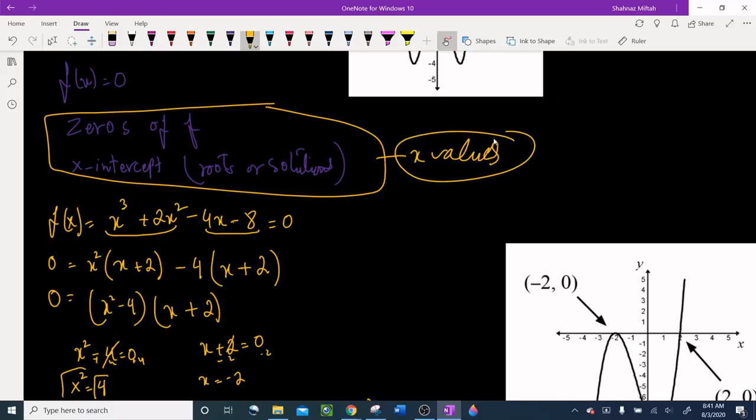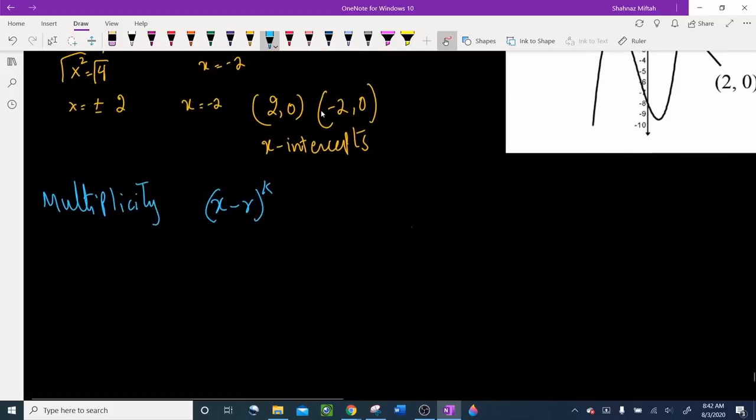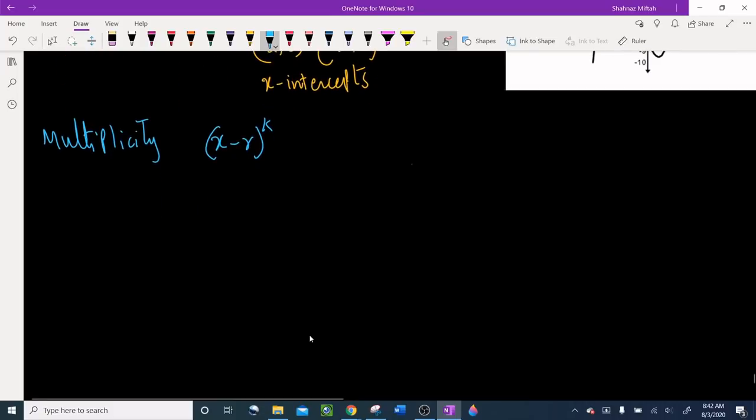Okay, let's talk about multiplicity. Now, we have a specific form of multiplicity that you should always remember. It's like this: this is exponent k, and this is r, like a zero, like x minus r. Like we did up here, x plus 2, x squared minus 4, that's exactly this form. And k is the exponent. R is acting like a zero, like an x value.